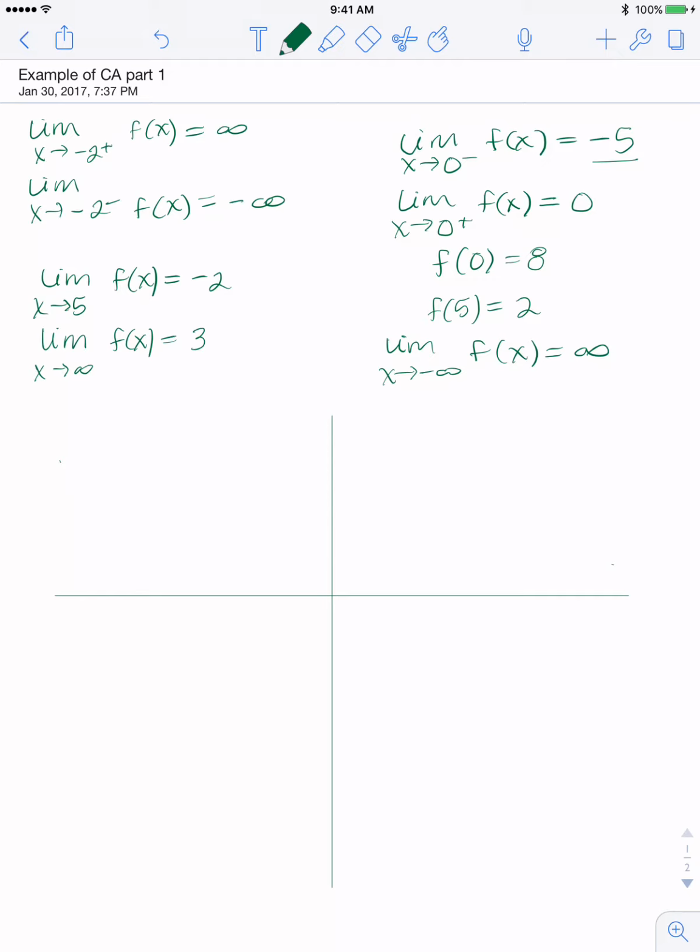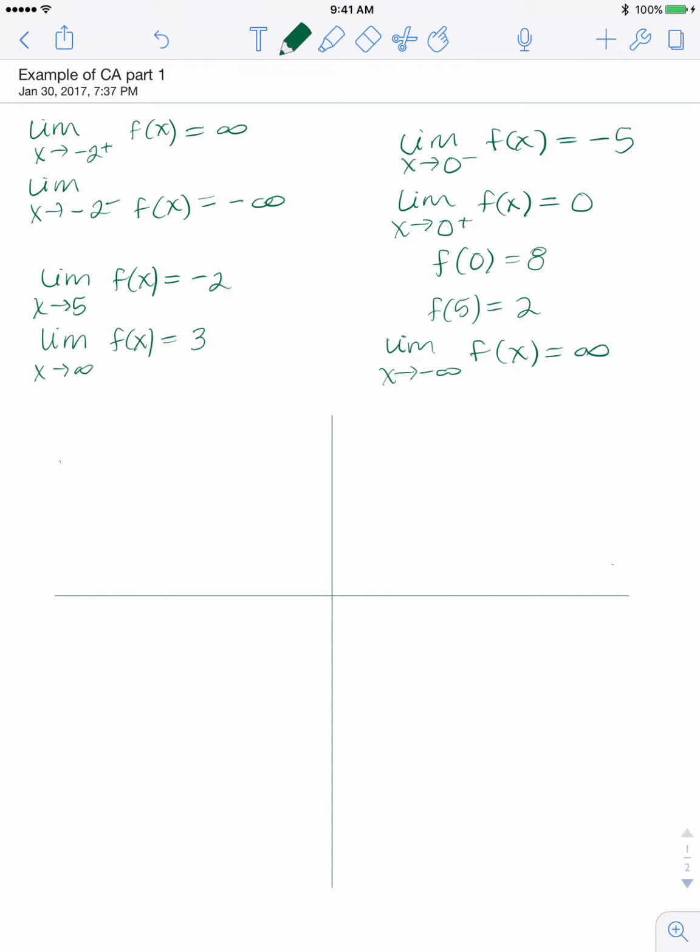A few people have emailed me asking for an example of a problem similar to the one on the concept activity. So I've come up with an example that is kind of similar to what you're given, or at least the conditions are similar to what you're given. And I'll come up with a graph of my own function.